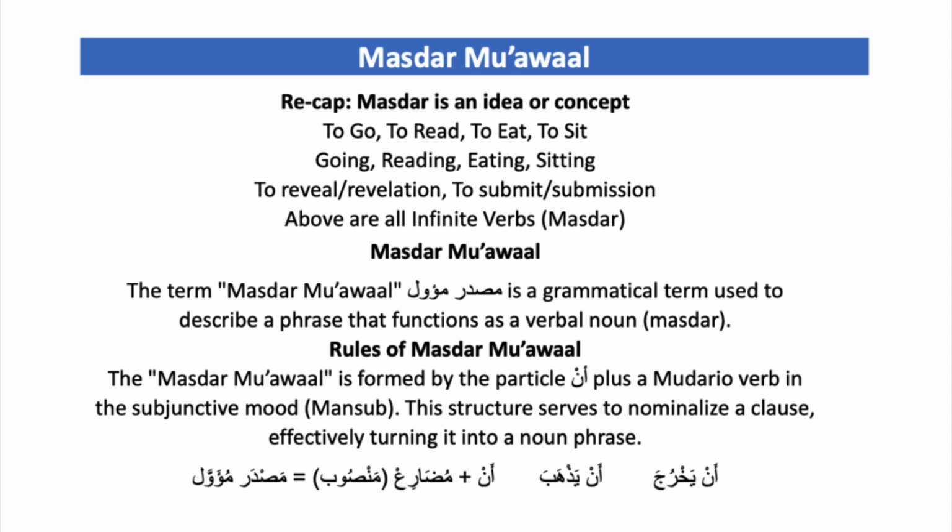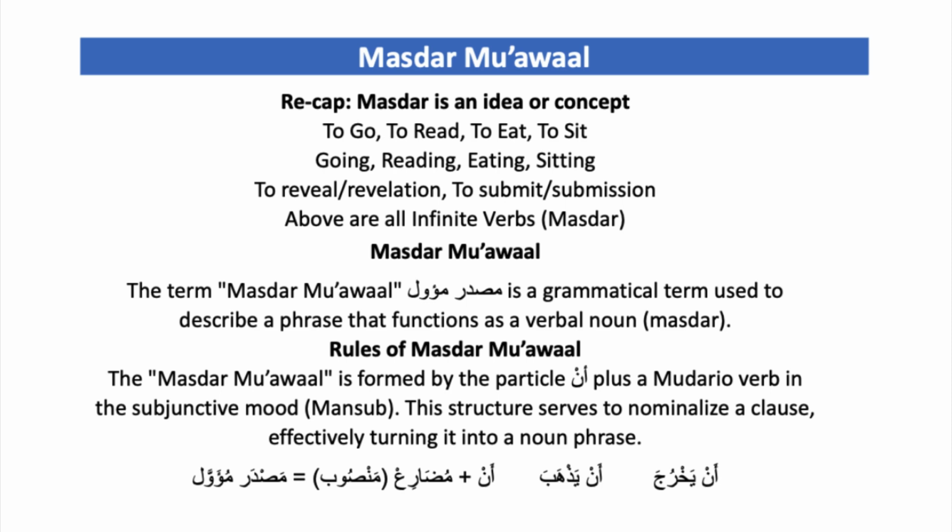Now, Masdar Mu'awwal is closely related to this concept, but it is slightly different. Masdar Mu'awwal is not a single word. Instead, it is a phrase that functions like a masdar. In other words, it behaves like a verbal noun, even though it is made up of more than one word. So what is this phrase?